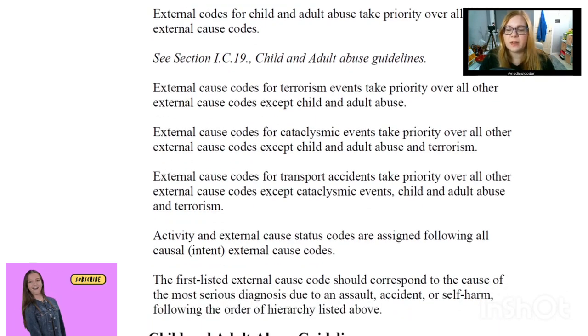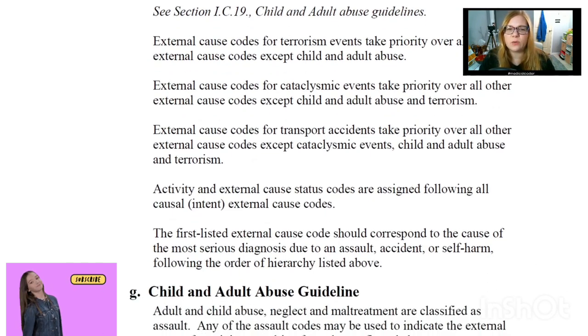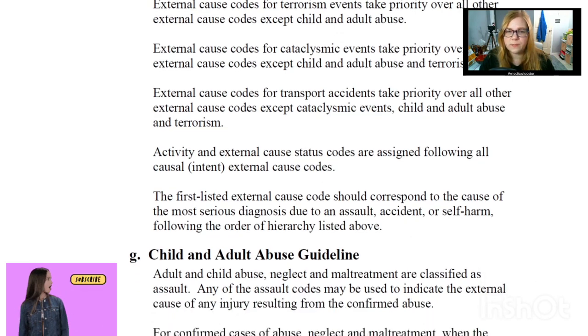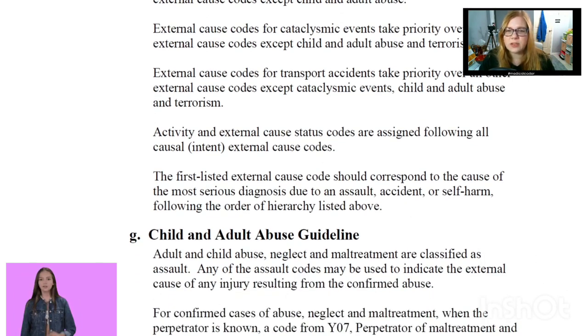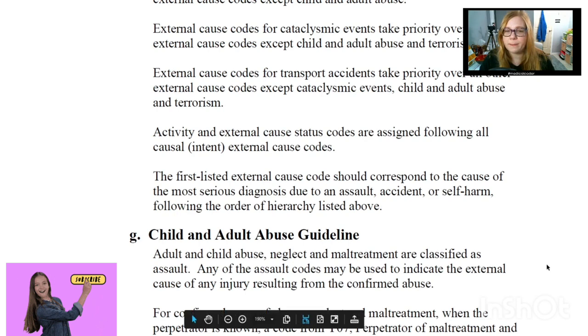Next would be cataclysmic events. They would take priority over all except for child and adult abuse and terrorism. And then next in sequencing would be external cause for transport accidents. They take priority except for the cataclysmic events, child and adult abuse, or terrorism. Activity and external cause status codes are assigned following all causal or intent external cause codes. The first listed external cause code should correspond to the harm of the most serious diagnosis due to the assault, accident, or self-harm following the order of hierarchy listed above.